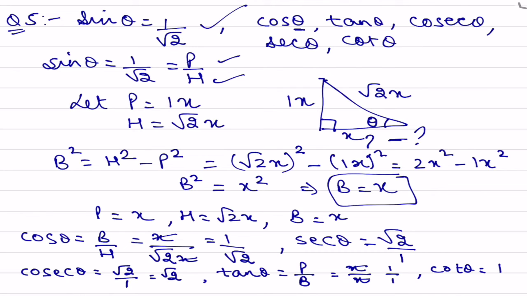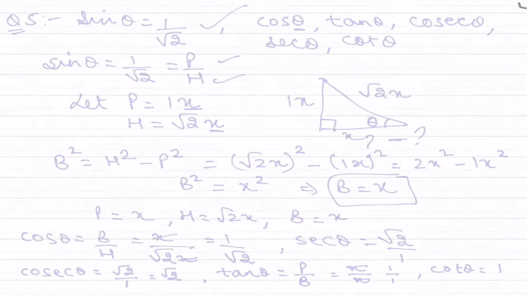So children, please remember, if you are not taking perpendicular as x and hypotenuse as root 2 x, meaning if you are not considering x, then also you will get the same answer. Now we will further move to the next type of question. That is question number 17 of your book.